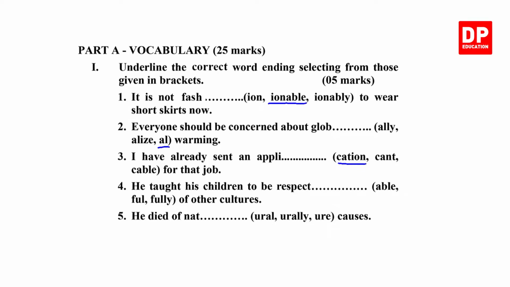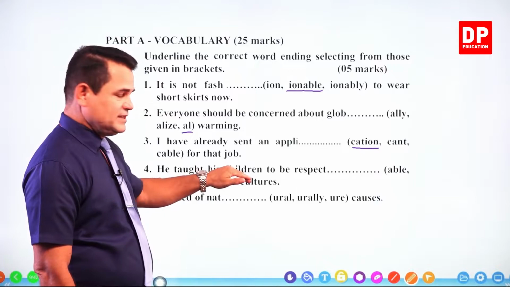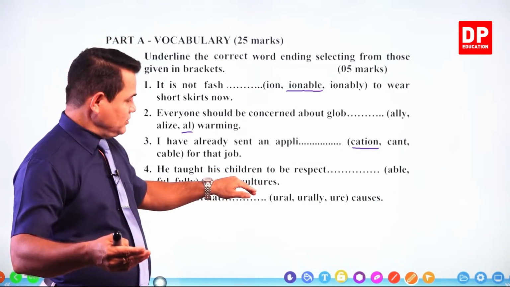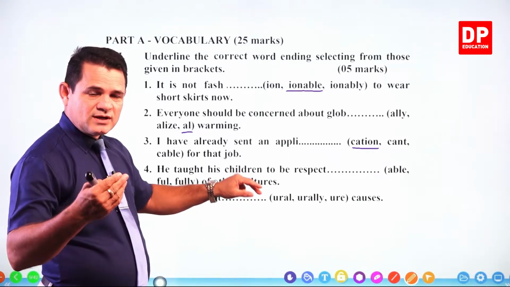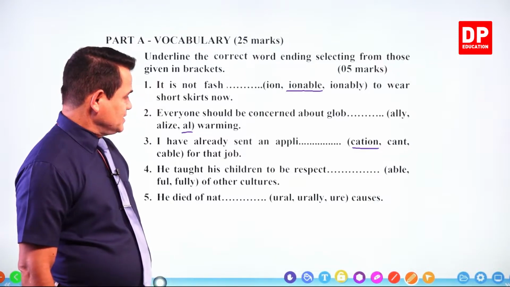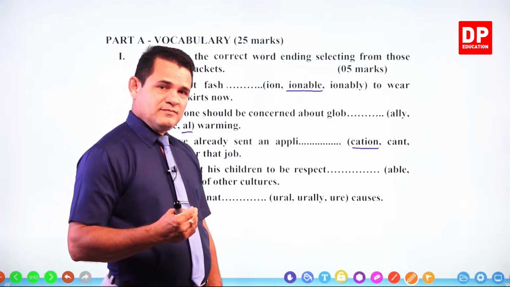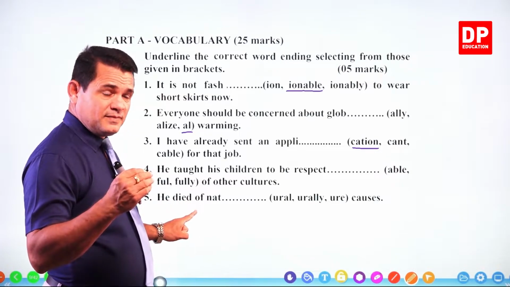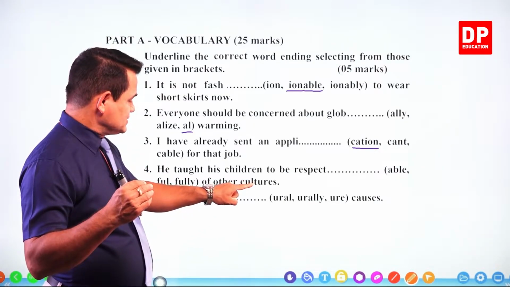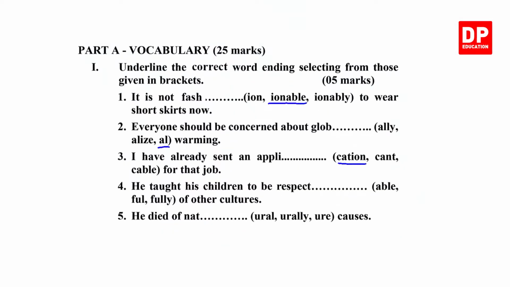And next one: he taught his children to be respectable / respectful / respectfully of other cultures. How do you say? මේකෙන් කොයිකද හරියන්නේ? එතකොට he taught his children, එයාගේ දරුවන්ට කියා දුන්නලු අනිත් cultures වල, අනිත් සංස්කෘතීන්ට ගරු කරන්න. කොහොමද කියන්නේ? Respectable කියන්නේ respectable person, that is the adjective form. And respectful of other cultures, or respectfully? Respectfully is also not taken. Actually the correct word is respectful.